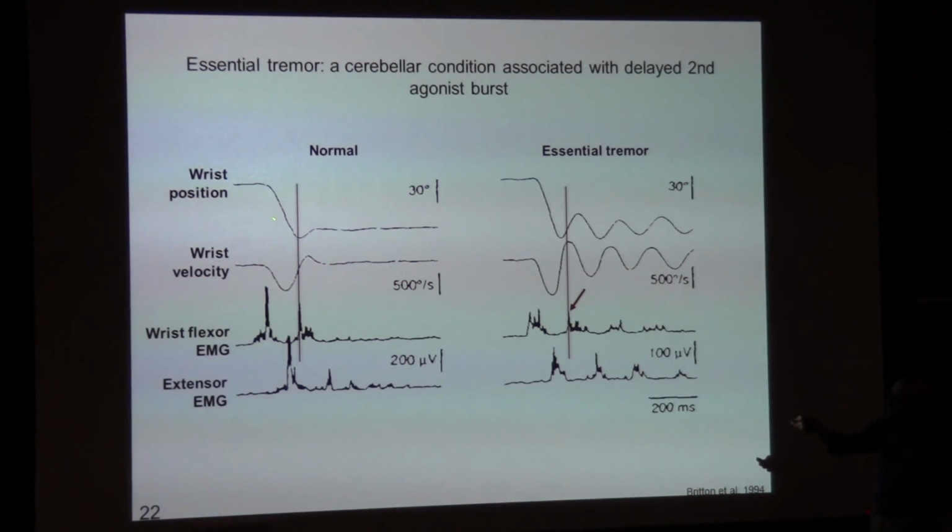So here's a wrist that they're making a rapid movement. Here's the position. Here's the velocity. Here's the agonist, here's the antagonist, and here's the agonist again. So you see that the last burst is coming right around the time when the velocity is going to 0.